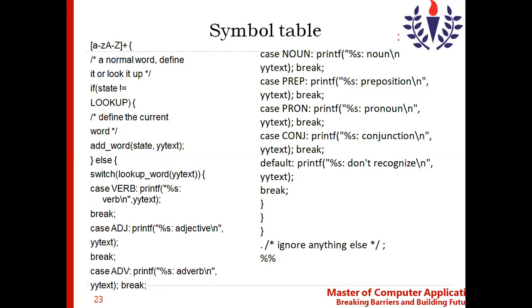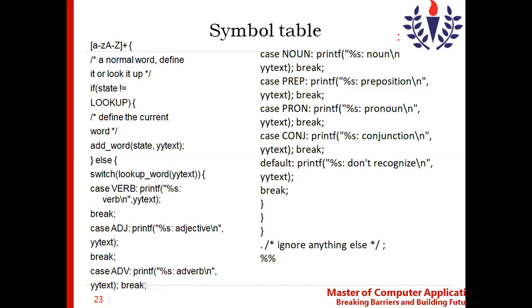We have two functions: one is add word and the other is lookup word. Whenever you type the input, and the input has some words, like is or was or where, it will search the linked list and find out what the type of the word is.